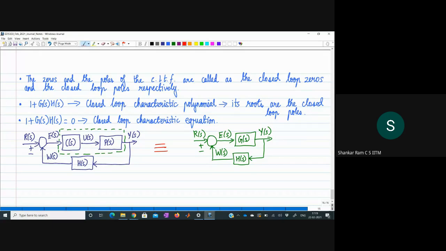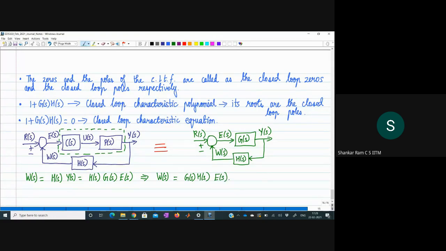Now, if we look at this block and we evaluate what is W of S, we can immediately see that W of S is H of S times Y of S, and Y of S is going to be equal to G of S times E of S. So this implies that W of S is equal to G of S H of S multiplied by E of S.